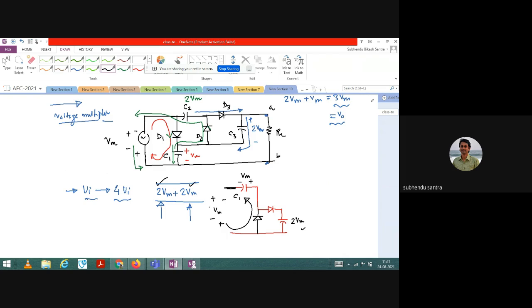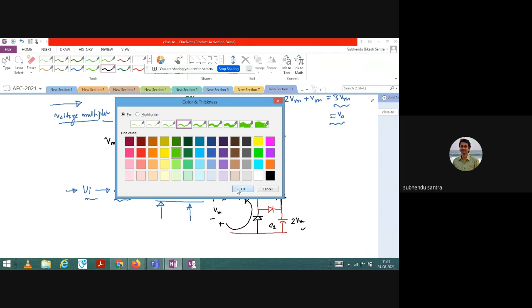Any idea how I can do that? To do that, I need to once again discharge this 2 Vm with the help of the Vm. I have to make one diode forward biased, and I need to put a capacitor once again. Let us say this is C2 and this is C3. So what is the meaning of that particular line?